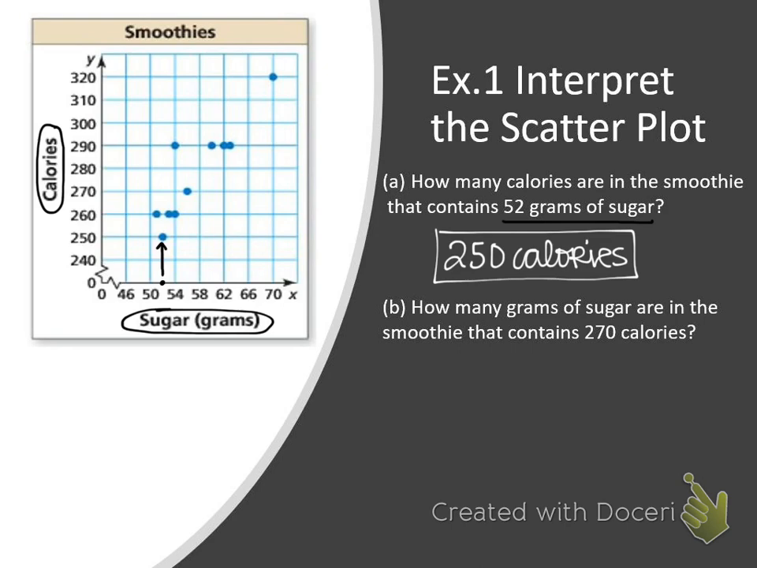Now, letter B. How many grams of sugar are in the smoothie that contains 270 calories? So this time, the 270, Anthony, we're going to be looking at which axis for the 270 calories?